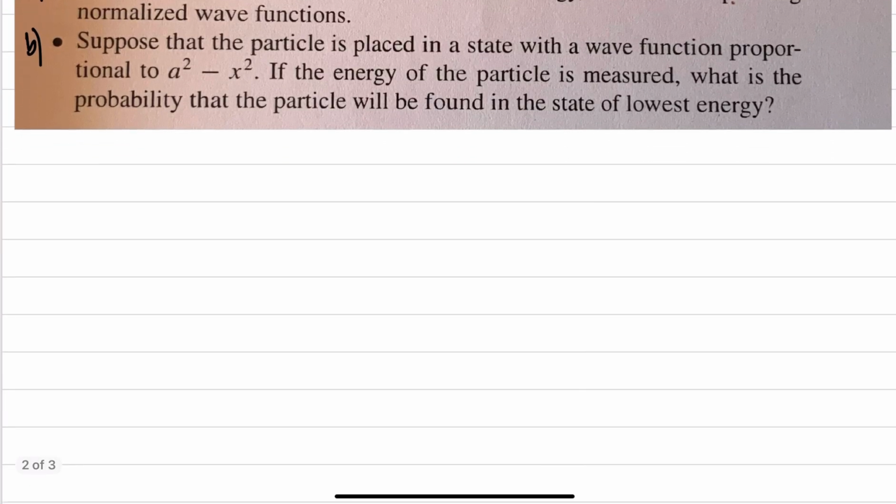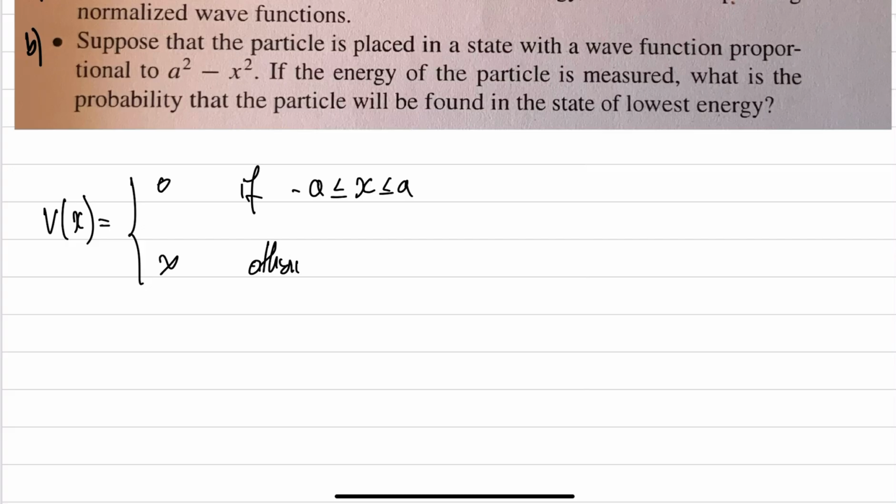Okay, let's start. As we have from our problem, the potential V of x can be written as: it is 0 if x is between minus a and a, and it is infinity if x is somewhere else.